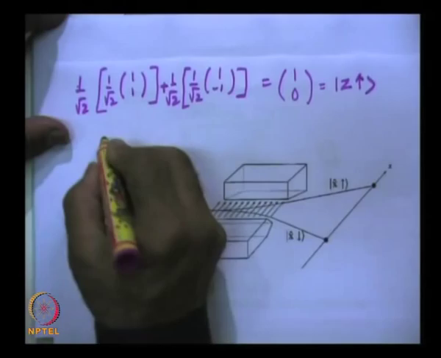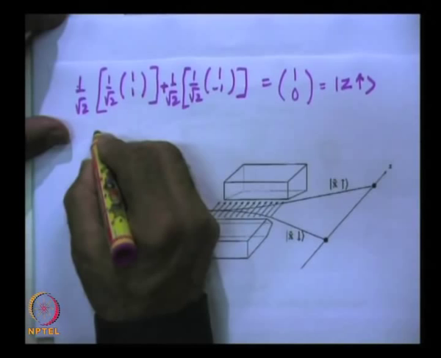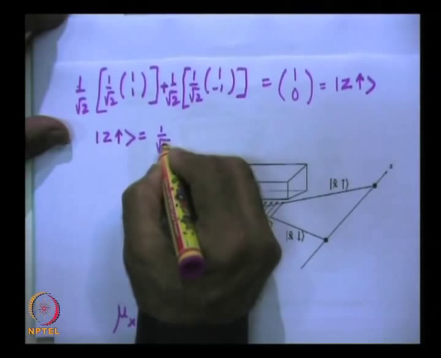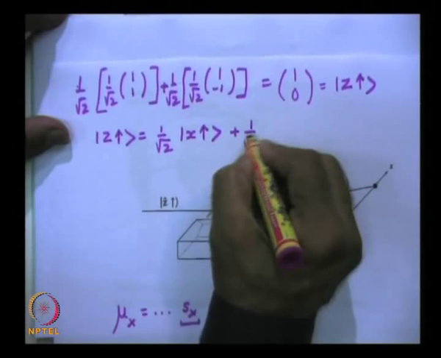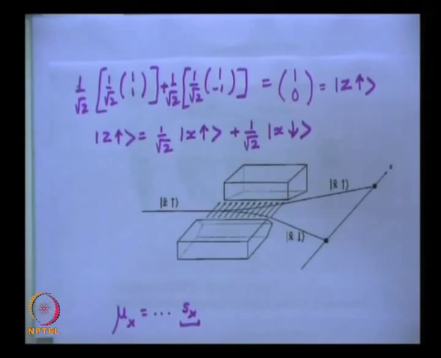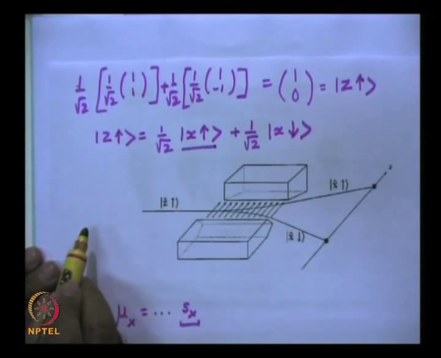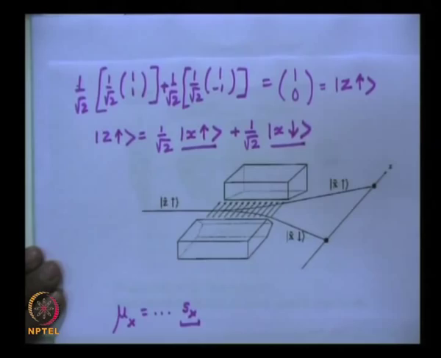So, my z up state is actually a superposition of the x up state and x down state. So, there is a half probability of finding it in the x up state and a half probability of finding it in the x down state. Where will it go? No one can predict. I can predict only the odds. That is, if there are 10,000 silver atoms each in the z up state, then about 5,000 will go in the x up state and about 5,000 in the x down state.